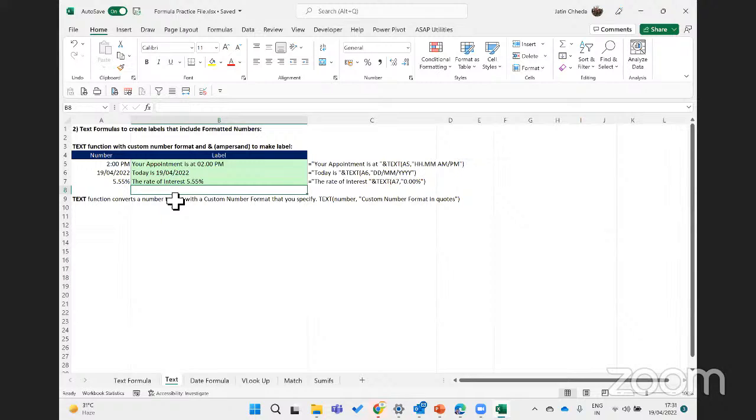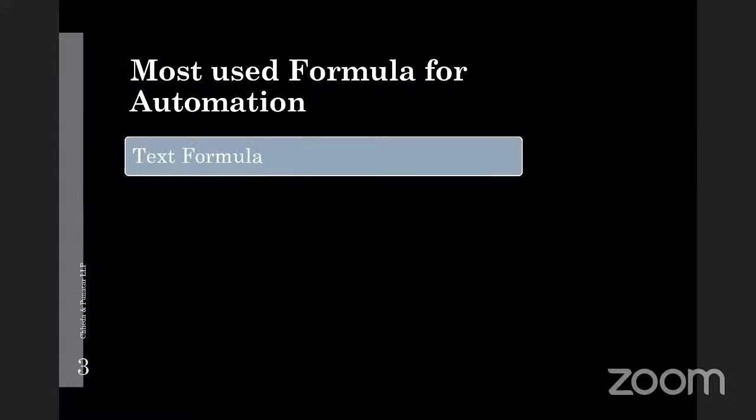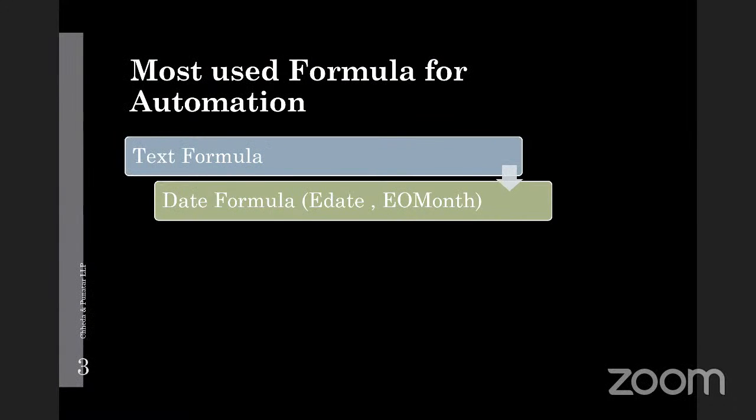If done, just write "done" in the chat box so that we can move to the next formula. Done, sir. Okay. So the next formula is the date formula. So how can we have the date formula?